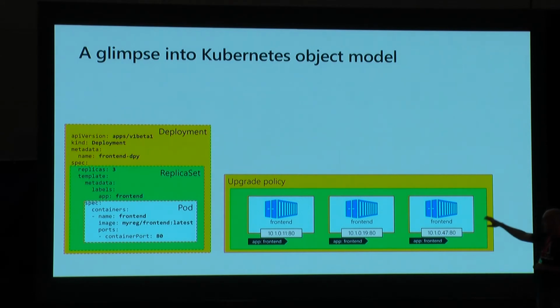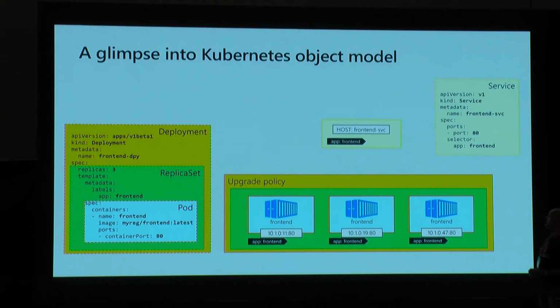Now, with that fragment, I have 3 pods running, each of them with its own network identity, so you see different IPs. How do I refer to them? How do I call the front end? I need another object called a service. A service is basically a sort of software DNS.